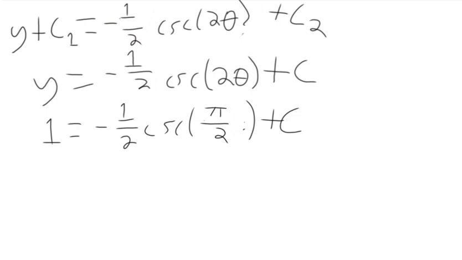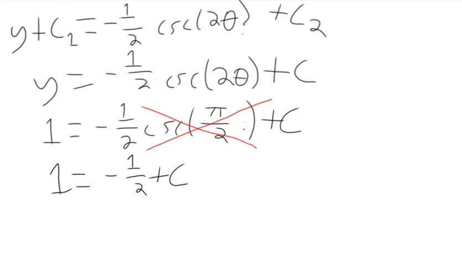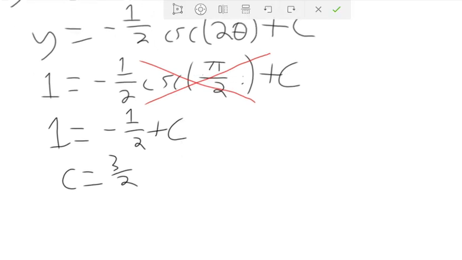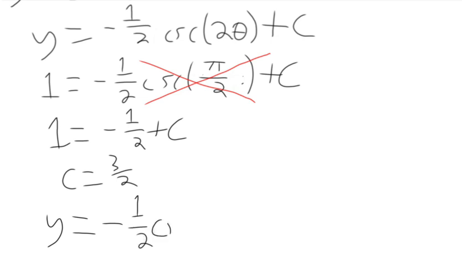So we can conclude that the cosecant of pi over 2 is 1, so I can cancel this factor out, and I'll just have the negative 1/2 in the front, because multiplying by 1 doesn't change anything. So I'll say that 1 equals negative 1/2 plus c. Add 1/2 to both sides, c equals 3/2. So now all I have to do is plug that back in right here. So I'll rewrite this. y equals negative 1/2 cosecant of 2 theta plus 3/2.